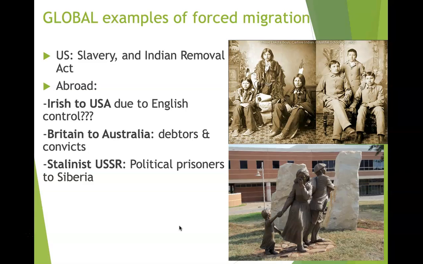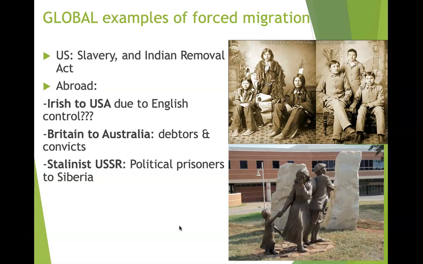We see the British colonization of Australia, right? The Brits set up Australia to be a penal colony or a prison colony, right? And they moved a lot of debtors and convicts there, right? So you didn't have to be convicted of a crime. You just had to be poor and behind in your payments for the British government to ship you off to Australia.